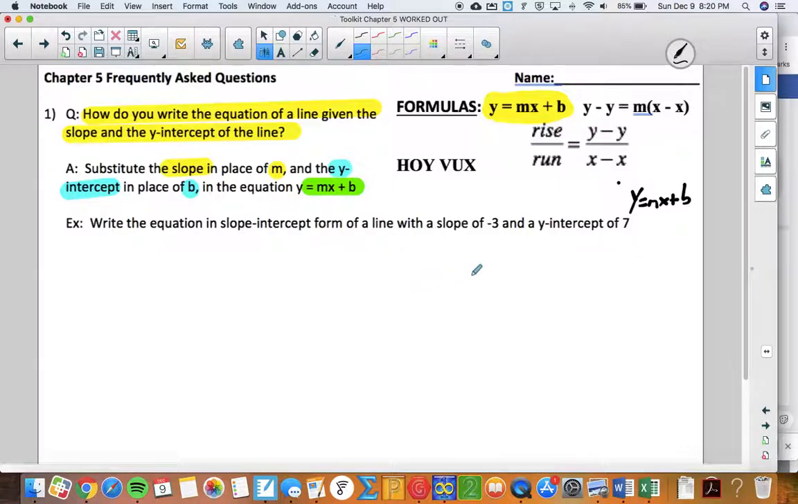So I need to identify the slope and the y-intercept. A line with a slope of -3 and a y-intercept of 7. So -3 will be my m value, as that's the slope, and 7 will be my b value, as that's the y-intercept. So the equation would be y equals -3x plus 7. There we are.